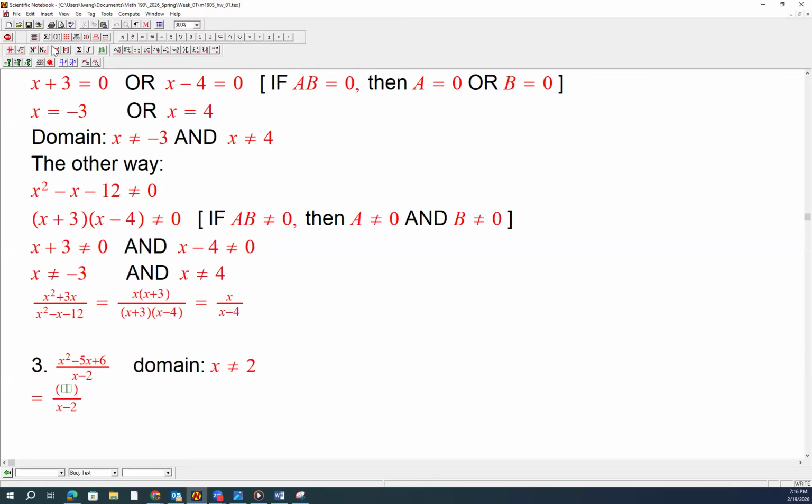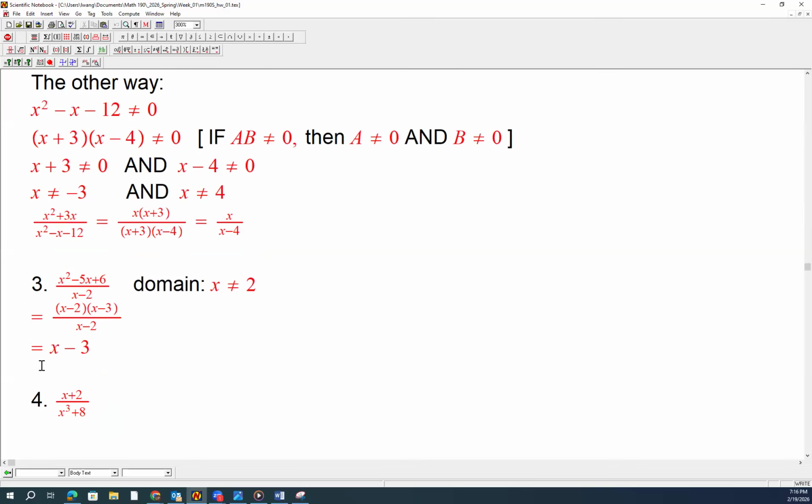The top will be factored into x minus 2 times x minus 3. Make sure you have the right factors, okay? And then, because x is in the domain, it cannot be 2, therefore x minus 2 is not 0. If x minus 2 is not 0, we can reduce it, so the result will be x minus 3. That's number 3. Number 4, domain.